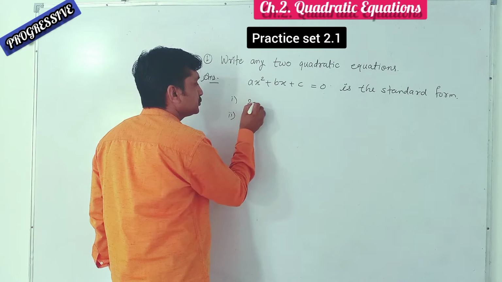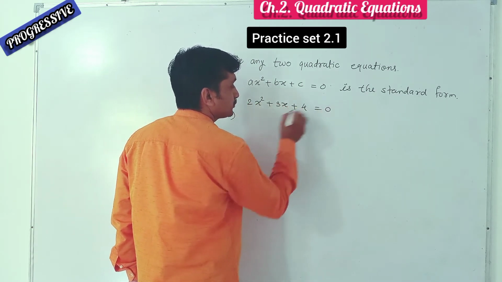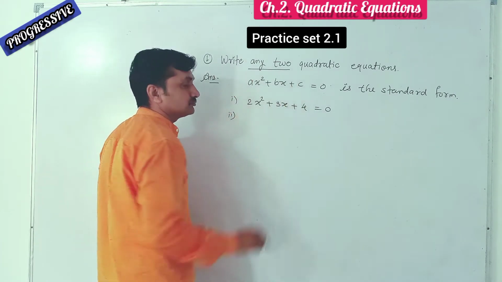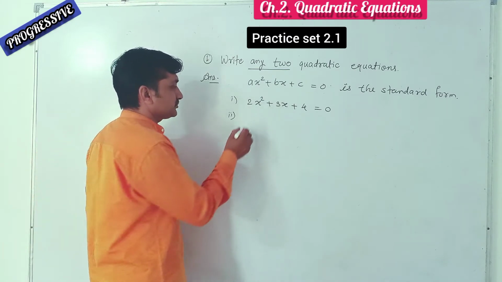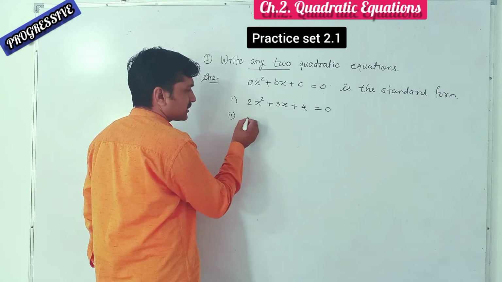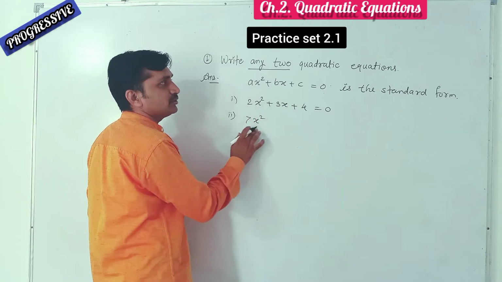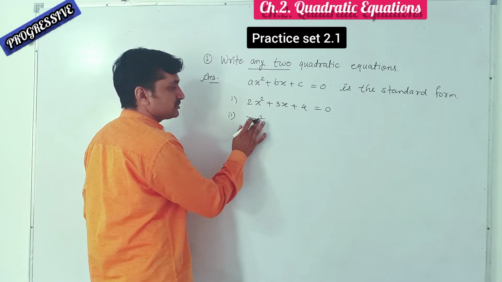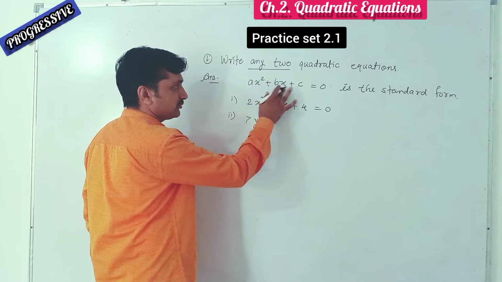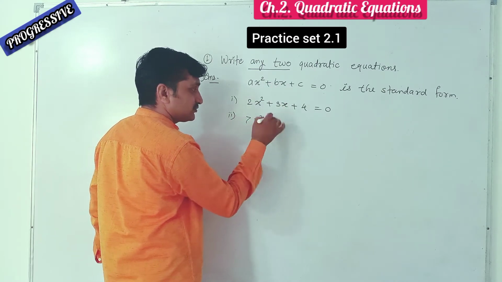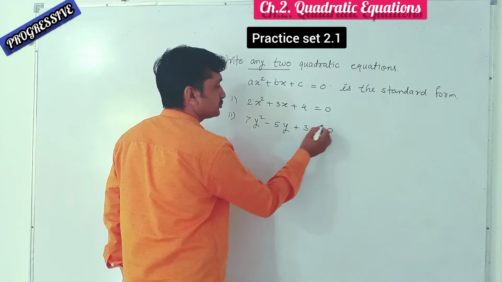Now I write it as 2x square plus 3x plus 4 is equal to 0. It is said any two. We can write infinitely many equations. For the second equation I can put any number here, 7x square. If you want to change the variable, you can. Now I write here y. It is standard form only. Here the variable we can change. 7y square minus 5y plus 3 is equal to 0.